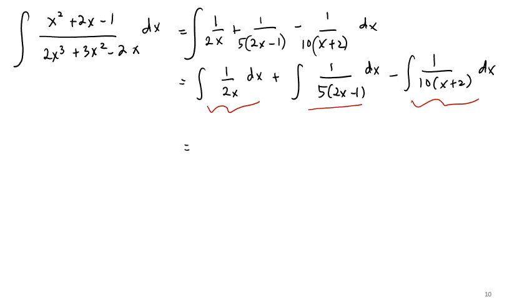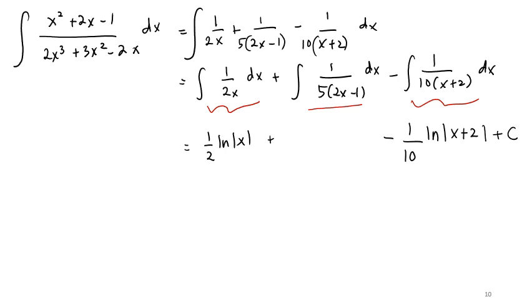Integrate 1 over 2x, you will get 1 over 2 ln of x. Okay, let's leave the middle term for a while now. And then the third term, you also just integrate straightforwardly. And then don't forget to add the constant.